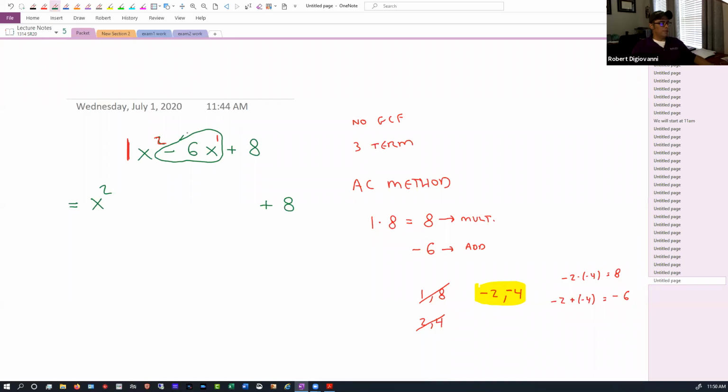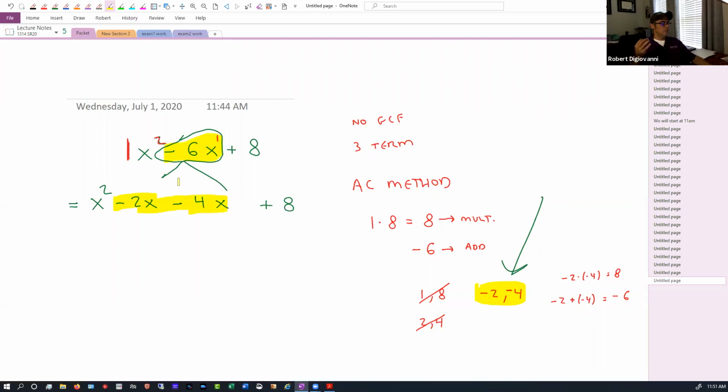What we're going to do is rewrite negative 6x, but in a slightly clever, weird way. We're going to write it as two different pieces, and we're going to use the two numbers we just found. So I'm going to write that as negative 2x minus 4x. All I need you to do is agree with me that negative 6x is the same thing as negative 2x take away 4x. Do y'all agree that that's the same? Yes. Okay.